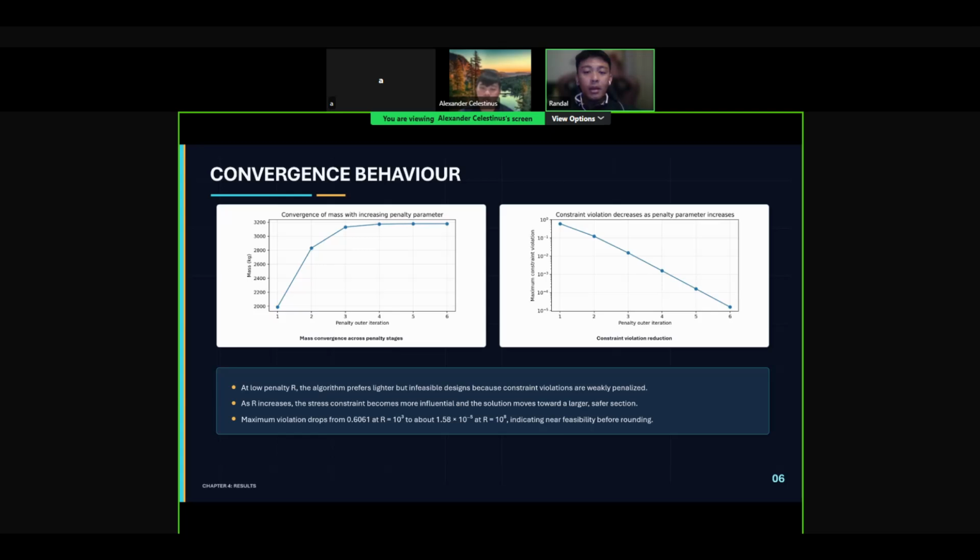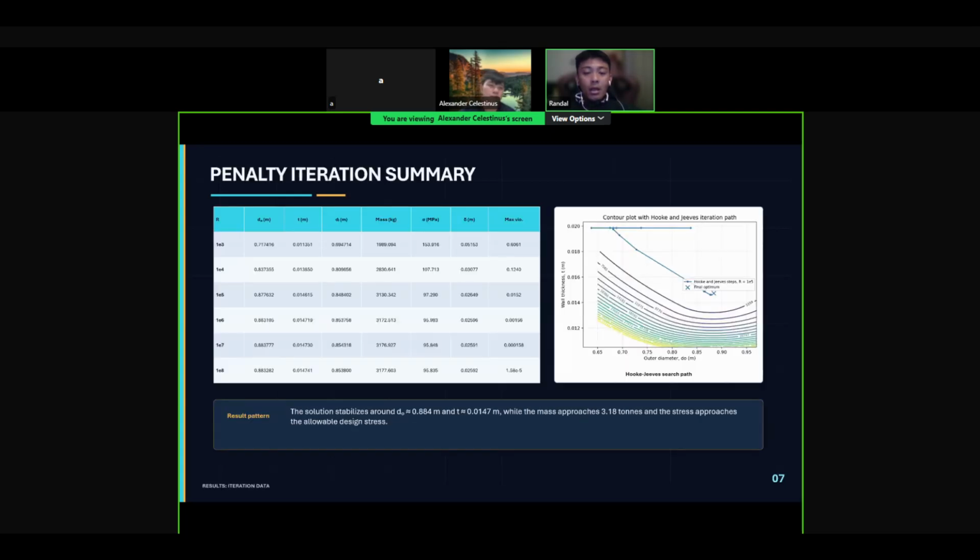For that, we conclude the coverage behavior. For the next slide is the penalty illustration summary. It summarizes the optimization result for each penalty parameter. The main values compared in this table are outer diameter, wall thickness, inner diameter, mass, normal stress, and deflection.